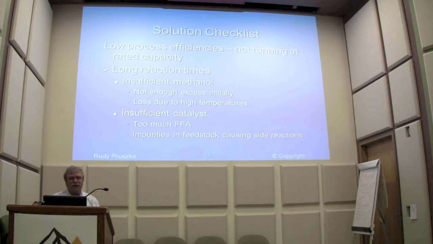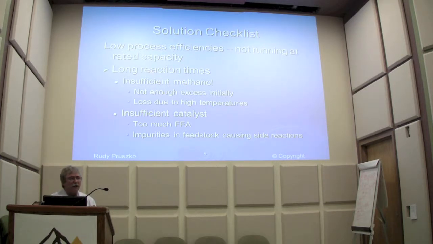Let's go through a solutions checklist. Okay, if you come to me and say, hey, we're having low process efficiencies, we're not running at the rated capacity, first I'd look at: is it long reaction times? And that could be due to insufficient methanol. It could be because you didn't add enough methanol in the first place. You're trying to skimp down and add a minimal amount of methanol.